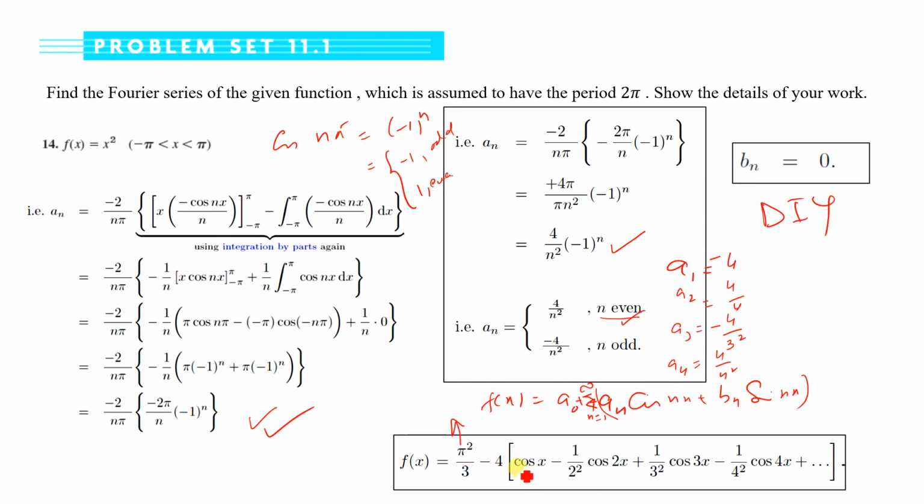So you can see that negative 4 is factored out, and inside we have cos x. When n is 1, this becomes cos x. When n is 2, this becomes cos 2x. When n is 3, this becomes cos 3x, and so on. So this is the required series for the function f(x) is equal to x square, which is defined in the interval minus pi to pi, and it has period 2 pi.